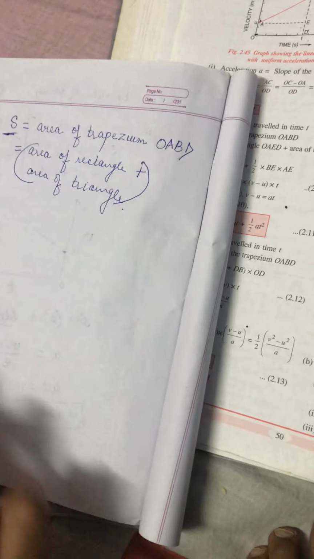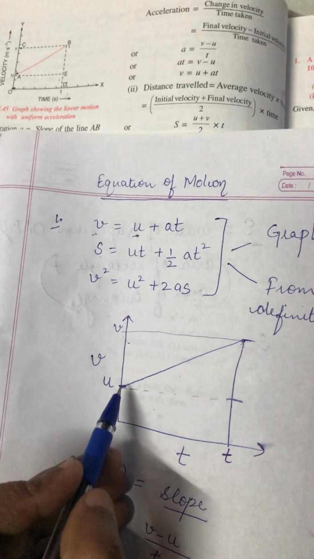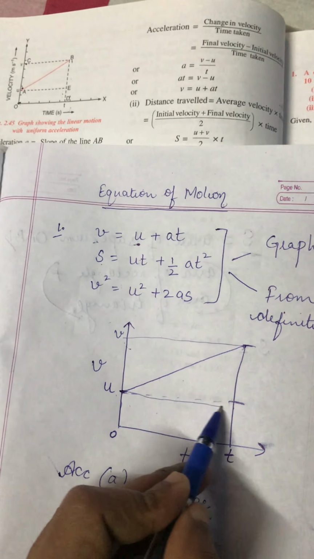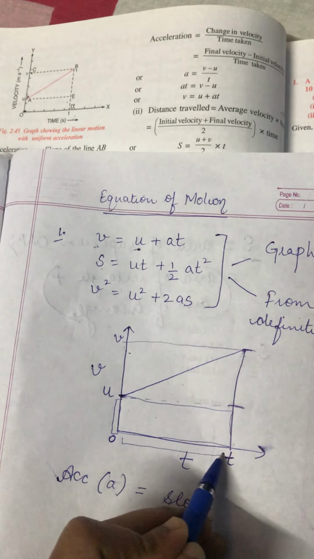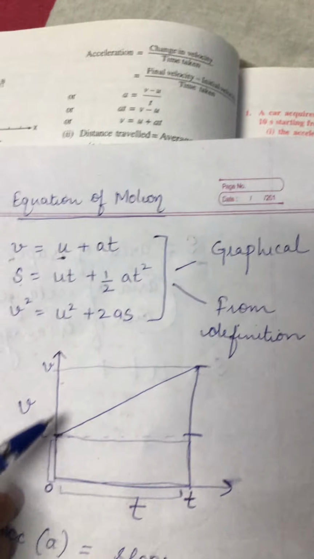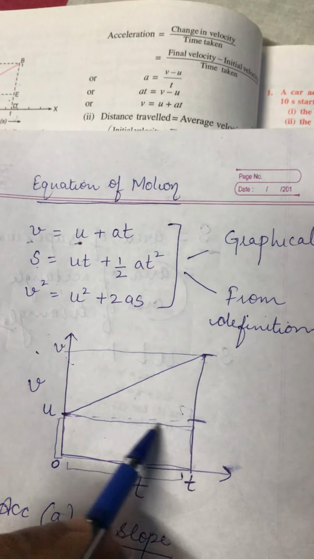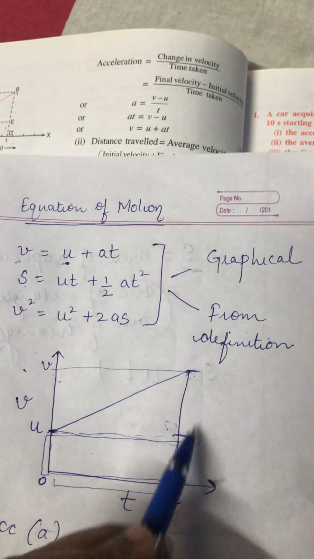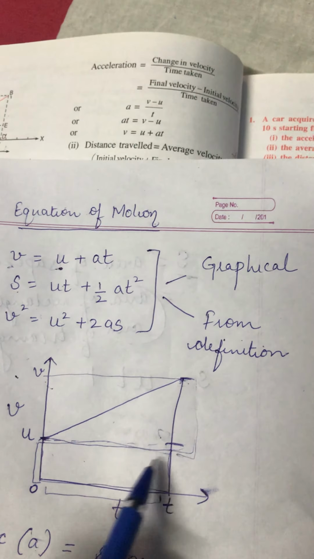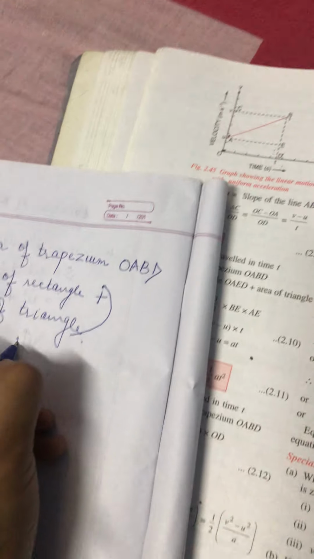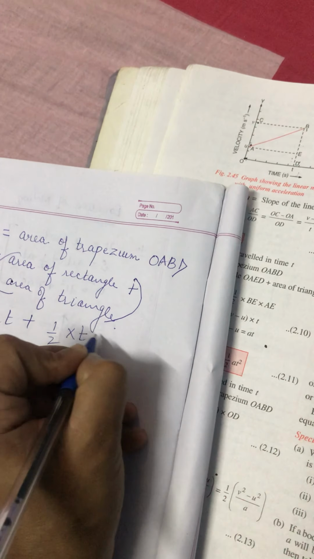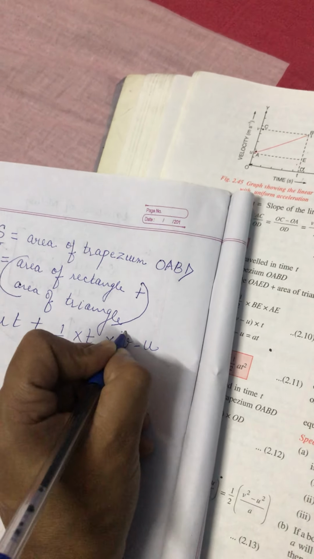So now s is equal to area of rectangle. This is your area of rectangle. That will be equal to u into t. So that is coming out to be ut plus area of the triangle, that is half into base into height. How much height will come here? v minus u. Base is how much? Base is t. So what we are getting? Half into t into v minus u.